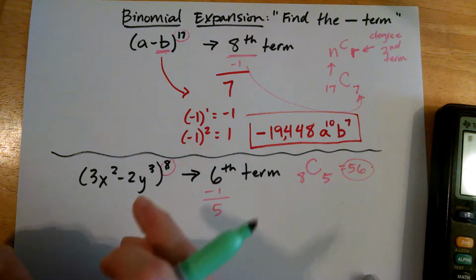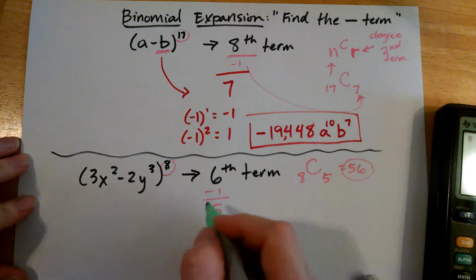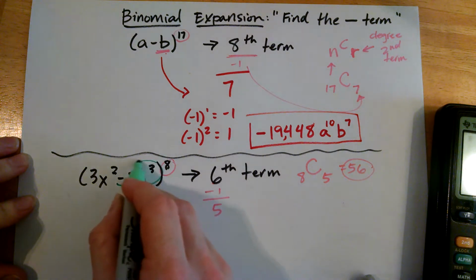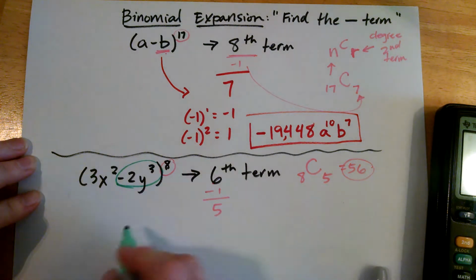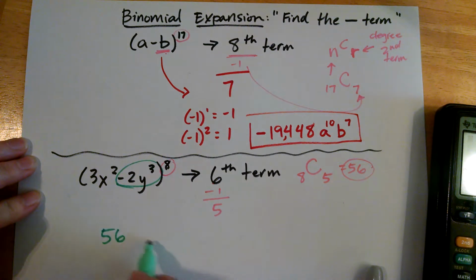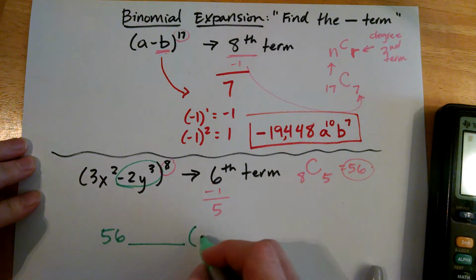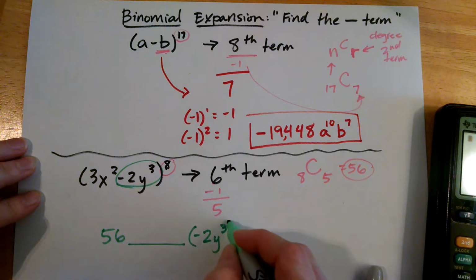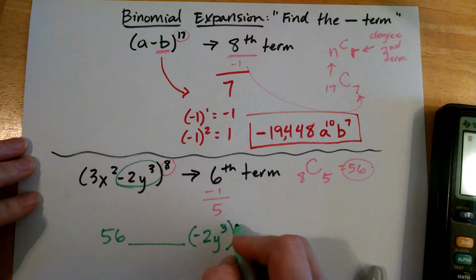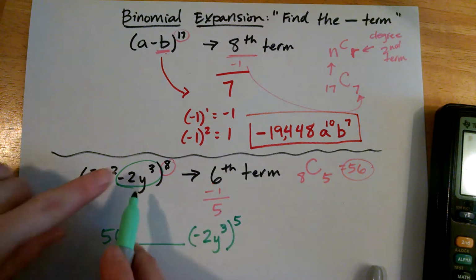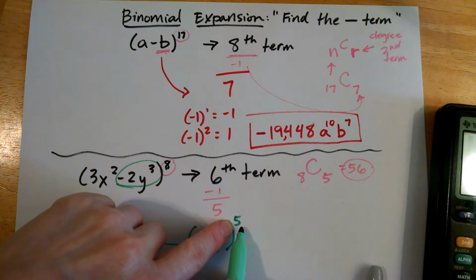Next, we have to figure out what these look like. So I know that this second term right here is going to be to the 5th power. So it's going to be 56. I'm going to skip a space for this guy. He's going to go there. And then my second term, negative 2y to the 3rd power, is going to be raised to the 5th power now, because remember, that came from that second term. We're going to take that second term and raise all of that to the 5th power.